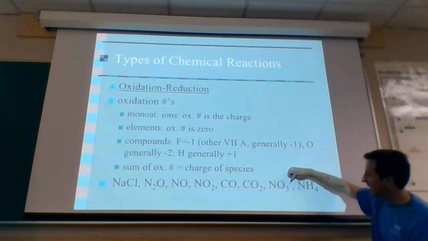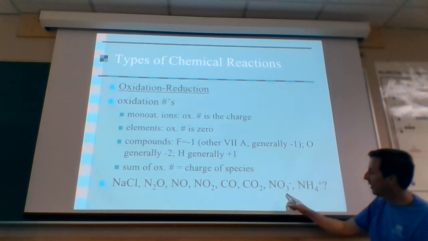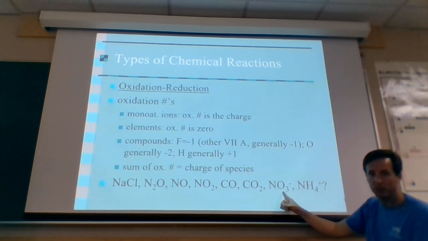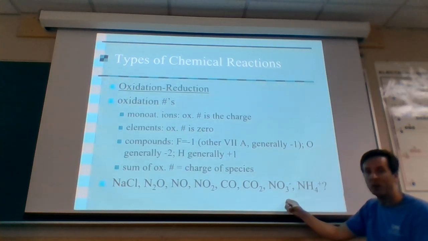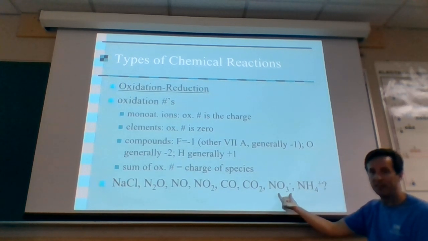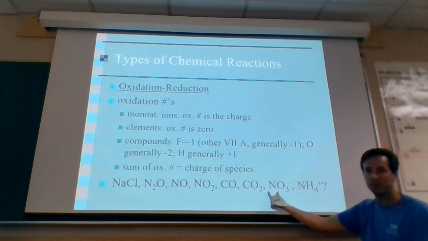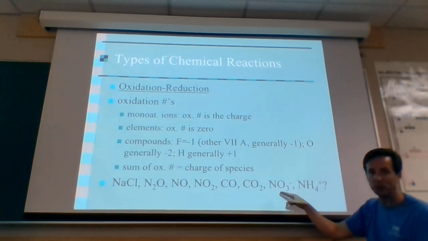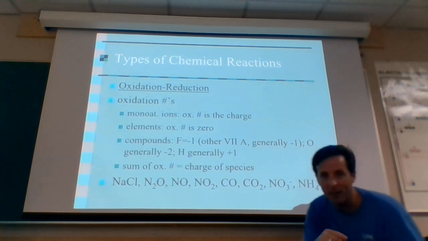Nitrate, don't forget the -1 charge. Each oxygen's -2. There are 3 of them, so that makes -6. But in order to get the overall charge of -1, if I have -6 here, that means nitrogen has to be +5. So I've got +5, and then each oxygen is -2. Those are the oxidation numbers. I've got to cut off before the video ends.